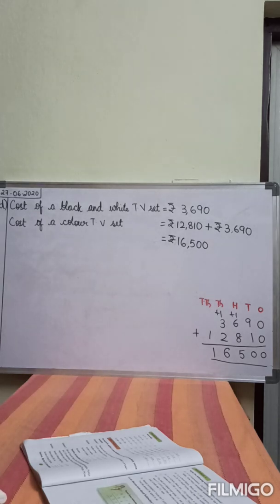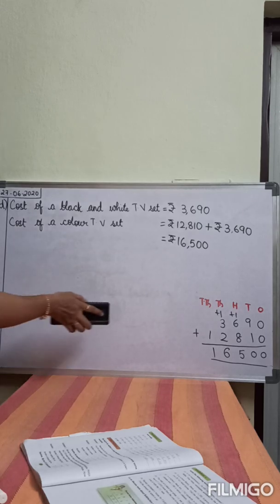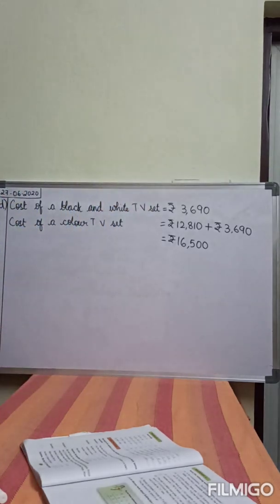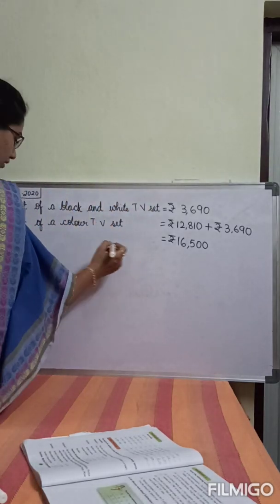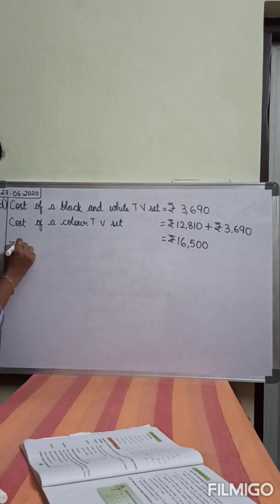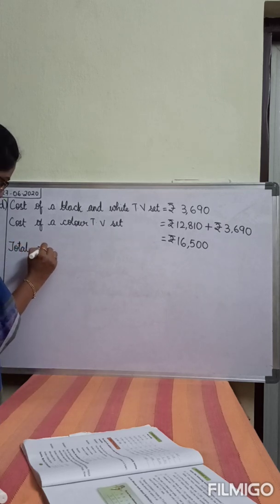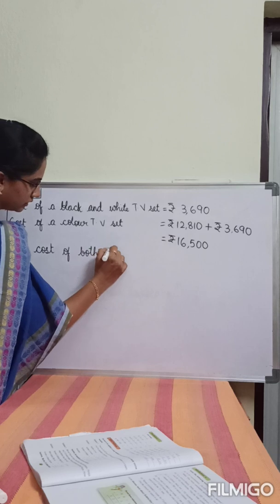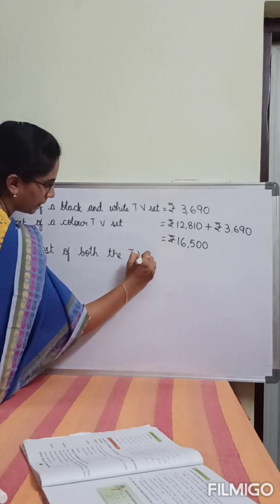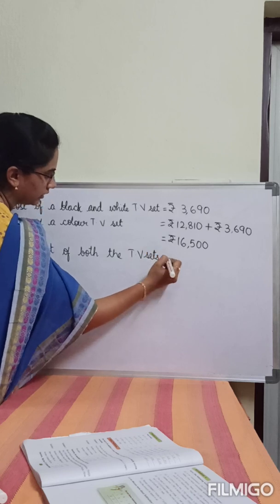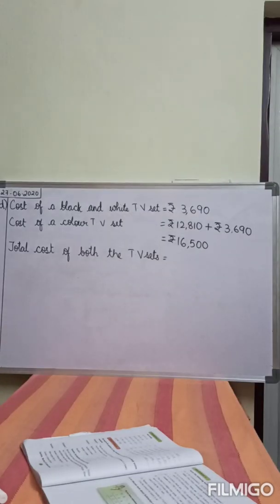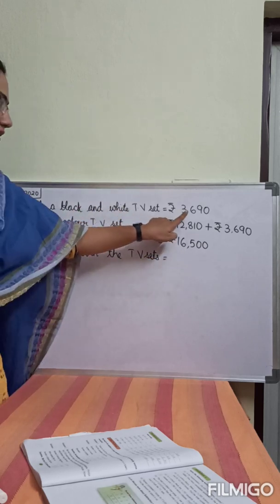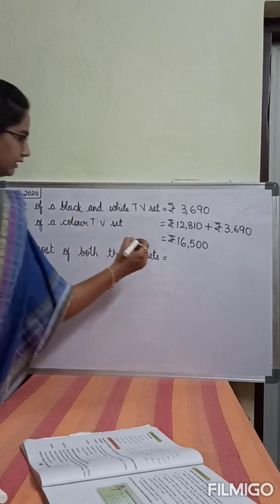What is he asking finally? Find the total cost of both the TV sets. I want total cost of both the TV sets. Total cost of both the TV sets. What and what should I add to get the cost of both the TV sets? Color TV set 16,500. Black and white TV set 3,690. Add.